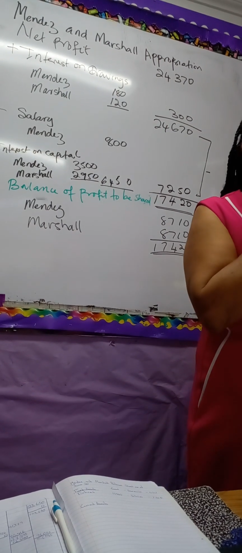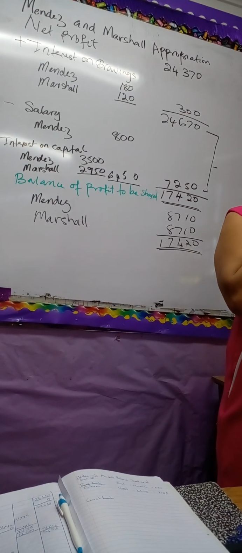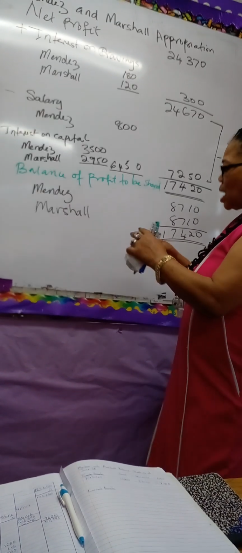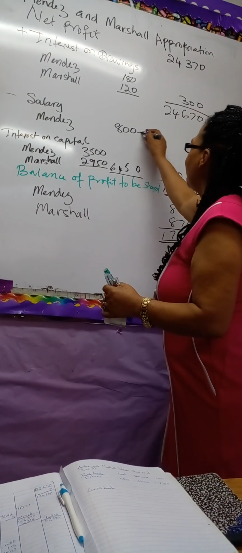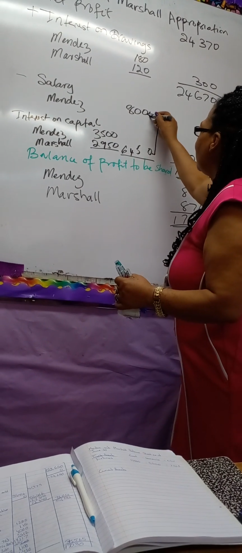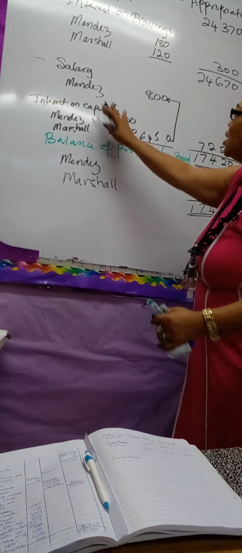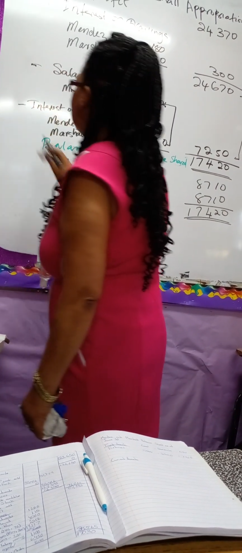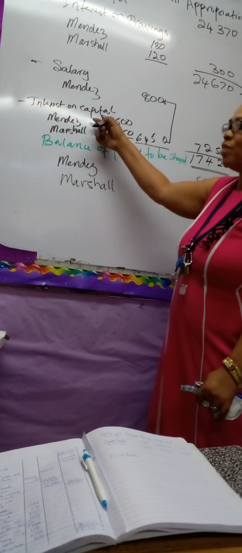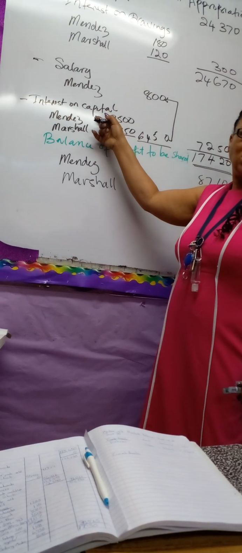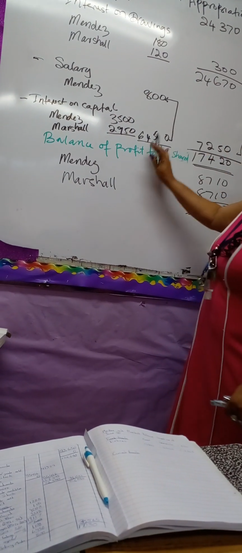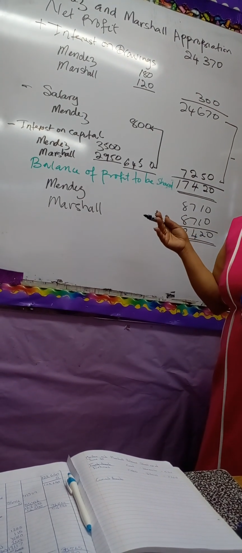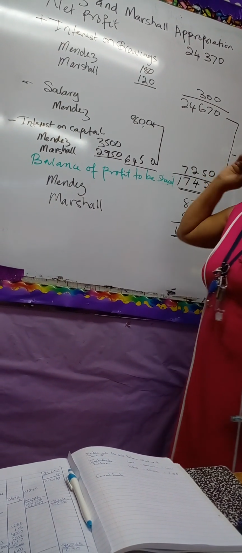Yes, you have a question. Would you subtract 800 from? I didn't say subtract 800 from anything. Wait, I add this one to this one because I'm going to be subtracting both. I'm subtracting interest on drawings, I'm subtracting salary, and I'm subtracting interest on capital. So instead of subtracting this and then going back again and subtracting this, all I did was add everything that I'm subtracting. So I'm subtracting 800. You see that?